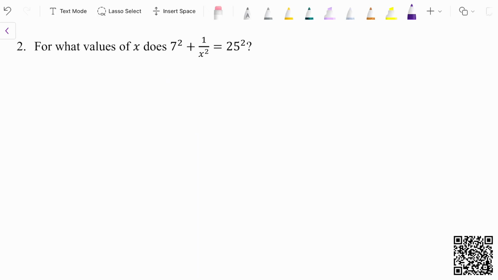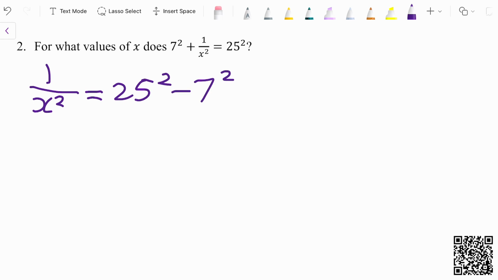Moving on to problem number 2, for what values of x does 7 squared plus 1 over x squared equal 25 squared? So this problem is also technically relatively straightforward, because the first thing you do is move 7 squared to the other side. So if we do that, it would be equivalent to 25 squared minus 7 squared.